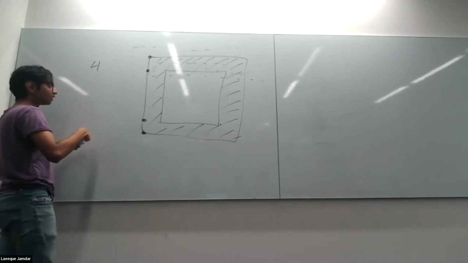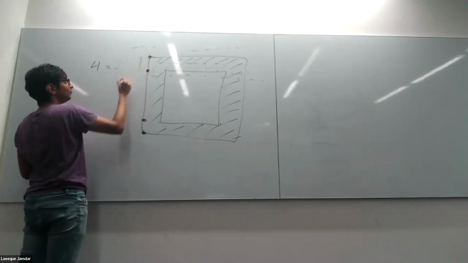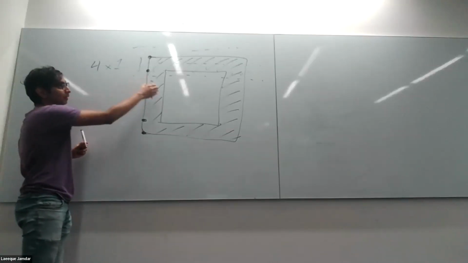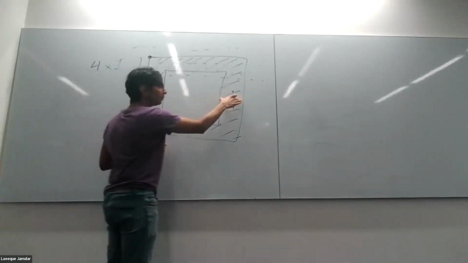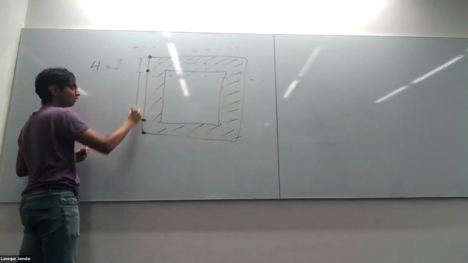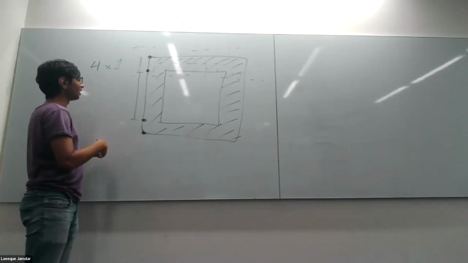Four black squares, and the height is 1. Here, there's 1 square here and 1 square here. But the height of this, I believe that's 2.